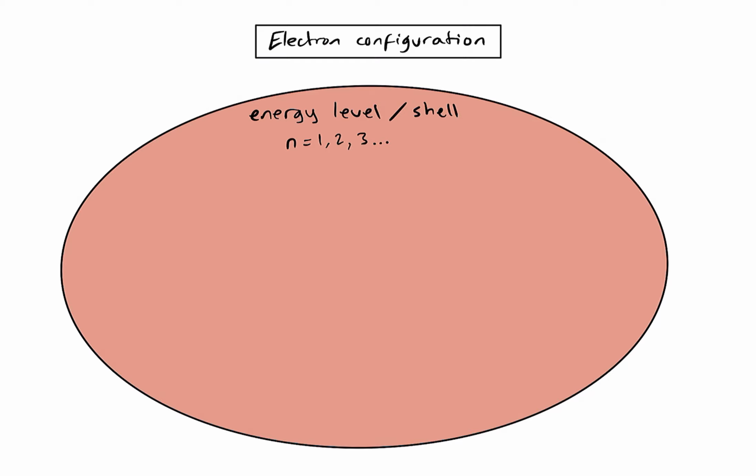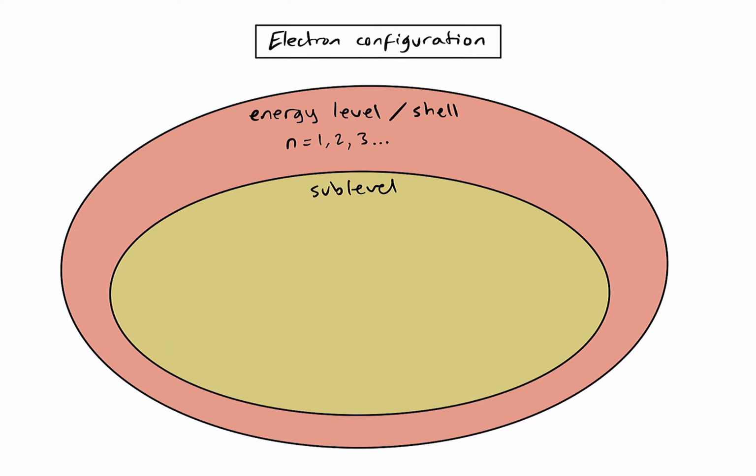The second bit of information we can see in an electron configuration is the sublevel where that electron is placed. So we can break down energy levels into sublevels. For that reason I'm going to put the circle inside the big circle. And the different sublevels we will see are S, P, D and F.